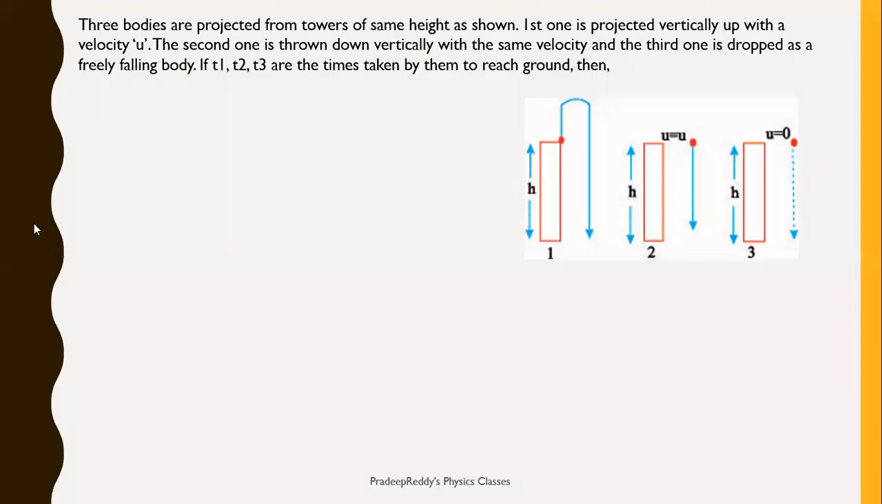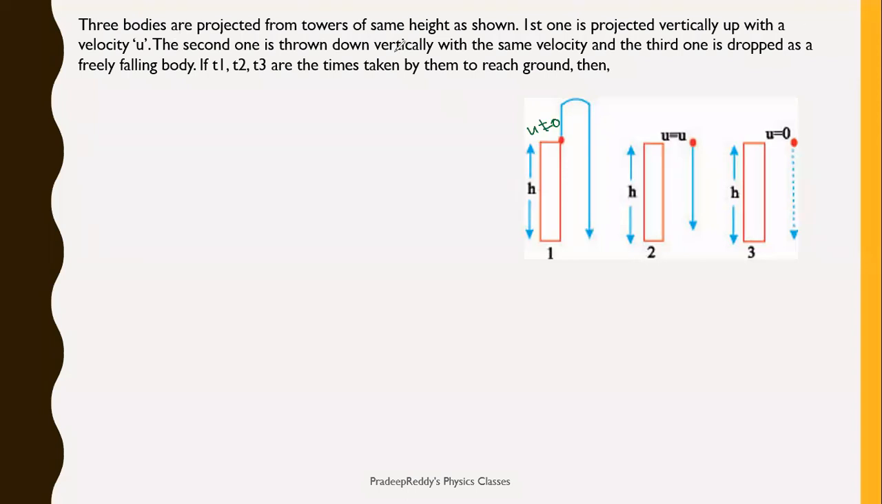See, we have 3 stones. All of those 3 stones are falling from the same height. This is the first one. It is being thrown upward. It is projected vertically up. When it is projected vertically up, its velocity is not equal to 0. So u is not equal to 0 because it is being projected upward vertically up with velocity u.